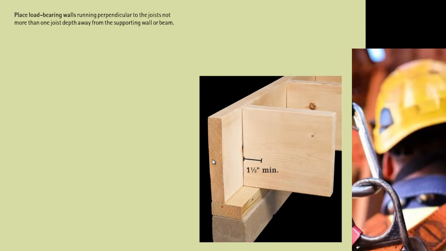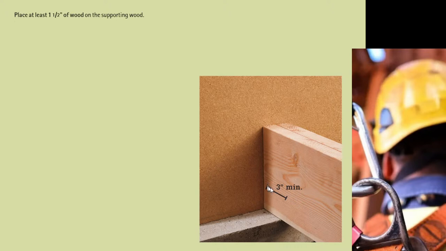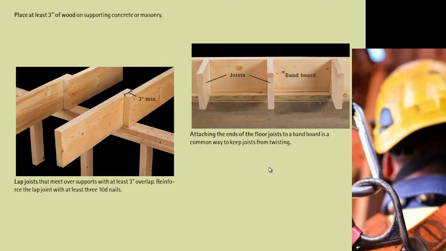Okay, so this is 1.5 minimum. Cantilever here, or the support here, minimum 3 inches minimum for this type of connection, or there are different types of connection. So overlap 3 inches, because this is 3 inches. 3 inches overlap. Okay. Band board. Band board is on the edge. Okay. Just like trim boards. Or joist trim. Okay.